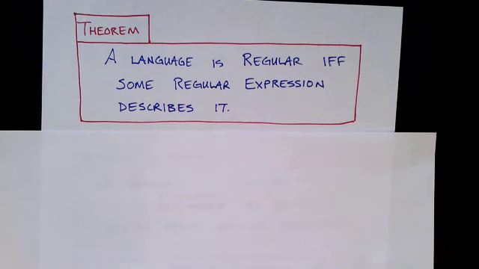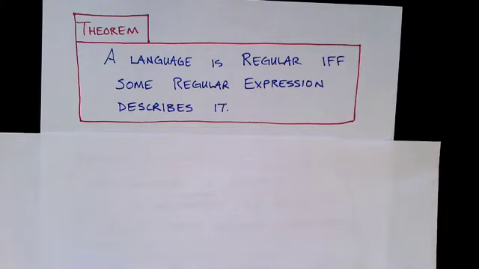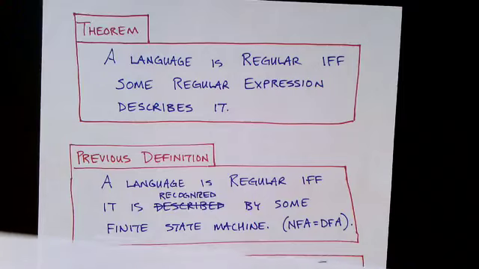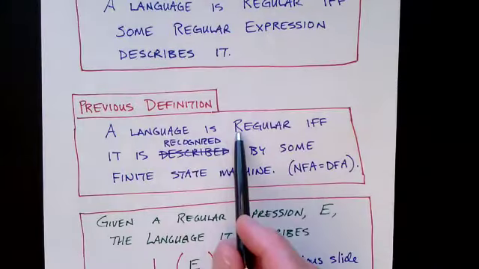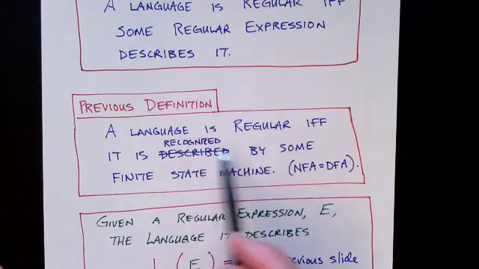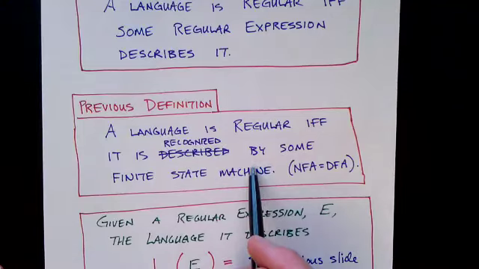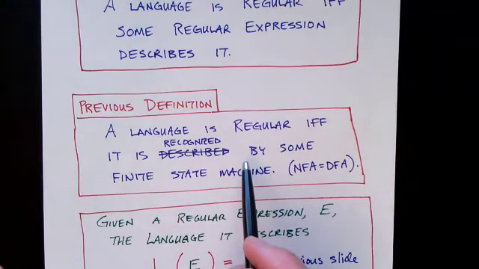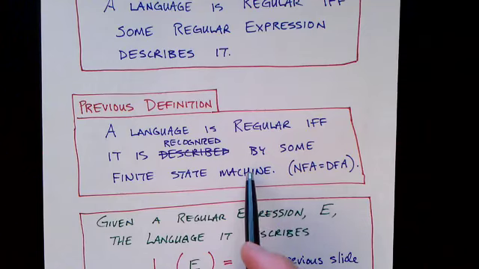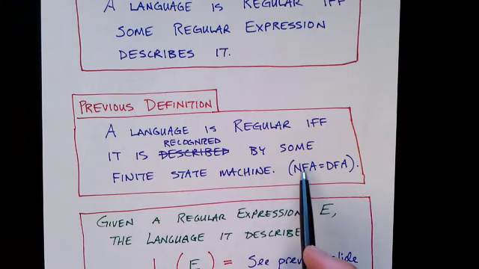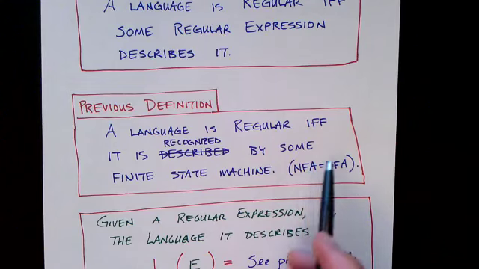Here's the theorem that we're going to discuss in this video. A language is regular if and only if some regular expression describes it. We've defined previously what regular languages are and what regular expressions are. A language is regular if and only if it's recognized by some finite-state machine. So this is how we define whether a language is regular or not, if there is a finite-state machine to recognize it.